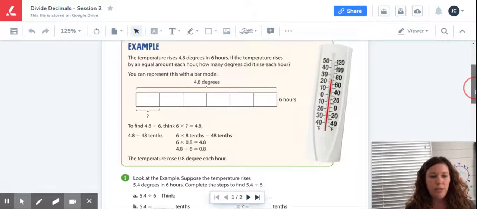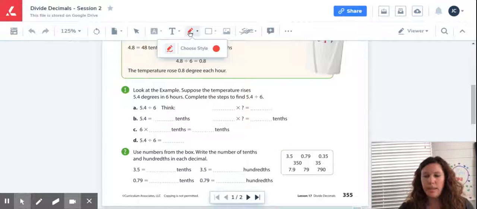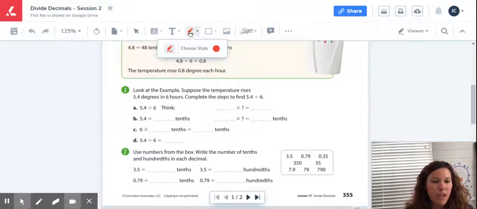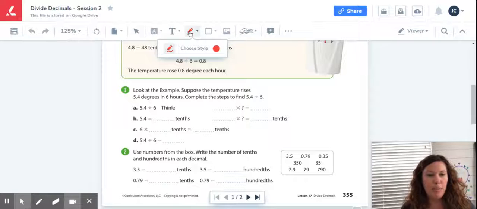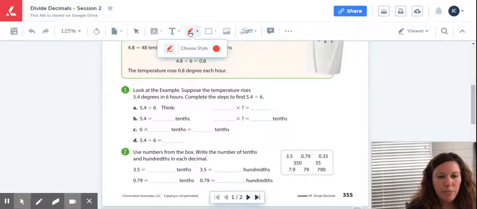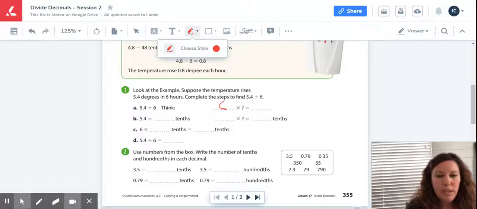Okay, so let's go ahead and do number 1. Let me get my handy dandy pen here and see if it works for us today. Okay, look at the example. Suppose the temperature rises 5.4 degrees in 6 hours. Complete the steps to find 5.4 divided by 6. So we're looking at 5.4 divided by 6, and we're thinking, okay, that is going to be 6 times what number? So I'm going to put a 6 here, times what number? And we want it to equal 5.4.